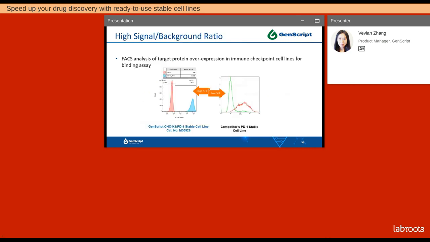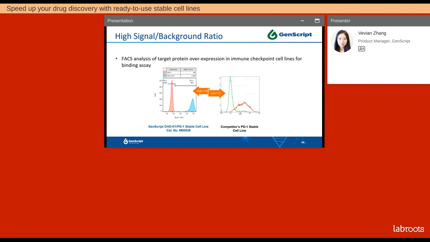The next critical feature you need to consider when choosing a stable cell line for drug discovery is how good the signal versus background ratio is. In order to get significant and interpretable data, it is obvious that you need your cellular analysis tool to deliver high signal and background noise as low as possible.